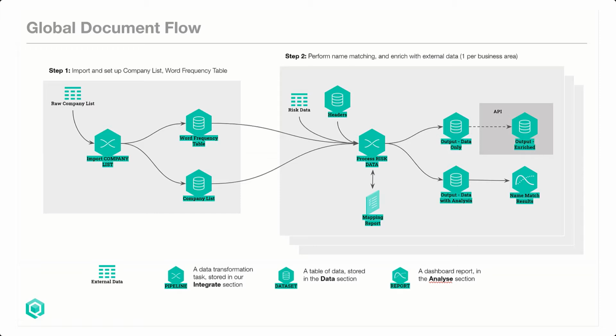It's a two-stage process. The first stage is importing your company list, formatting and processing it so it's usable as a source for your AVM in step 2. What this also does is create the word frequency table. The word frequency table is very important because it drives a lot of the structure around the name matching.